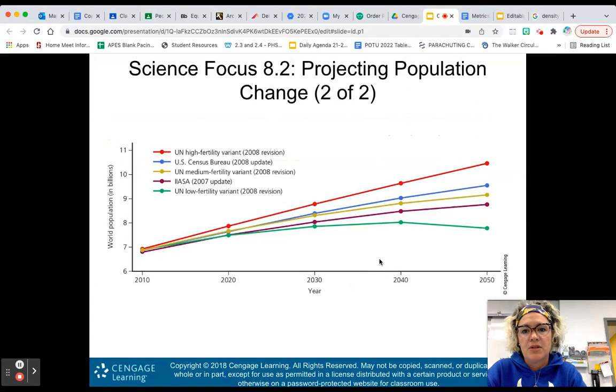All right. So here's just another projection. These are different projections from different authorities, and you can see that they're quite discrepant.